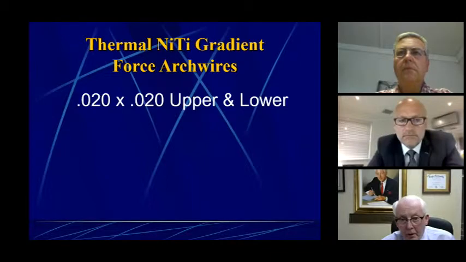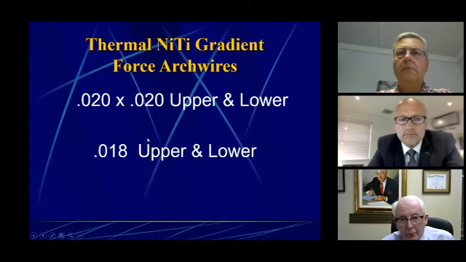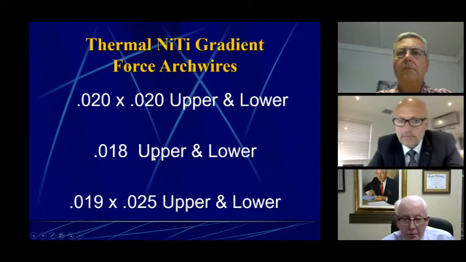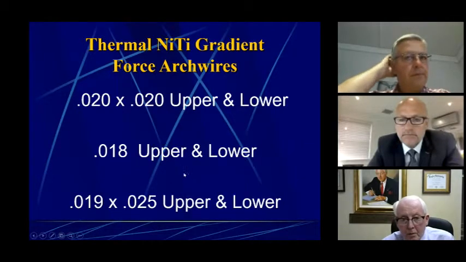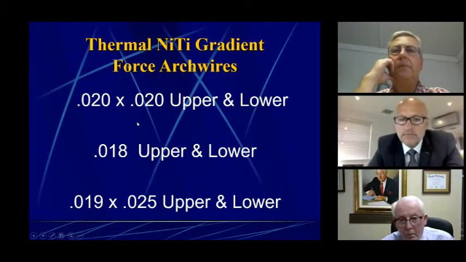So my arch wire gauges are 20-20 square upper and lower. If I don't want the torque, I start with the 018 round upper and lower. And then when I want additional torque, I move up to the 019-025 rectangular. So it's really a very small number of arch wires required to treat the average case.